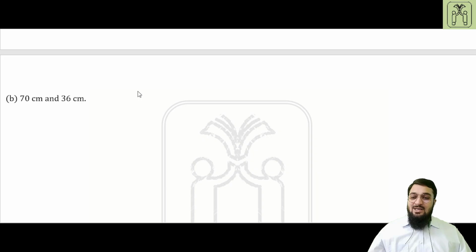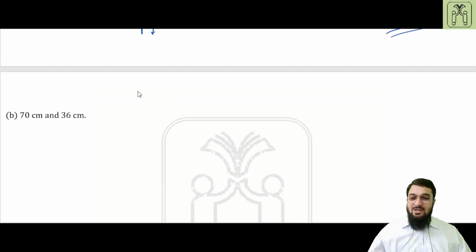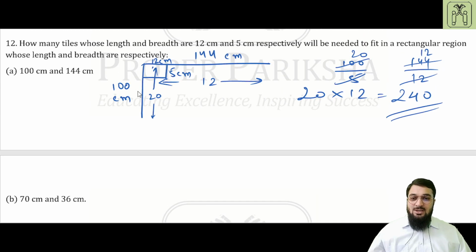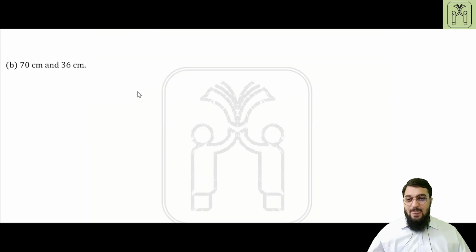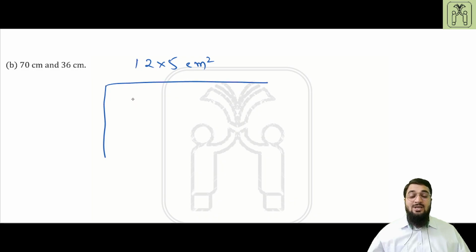Part B, 70 centimeter and 36 centimeter, and originally what was it, 12 and 5. So 12 into 5 was the dimension of tiles. So 70 centimeter and 36 centimeter. So here is the twist. If you try to divide 70 with 12, you will get a fraction, and if you try to divide 36 by 5 you will get a fraction.